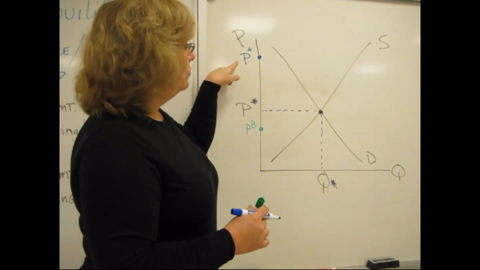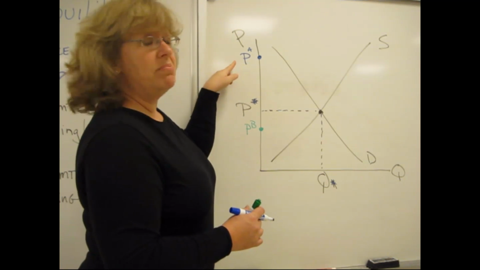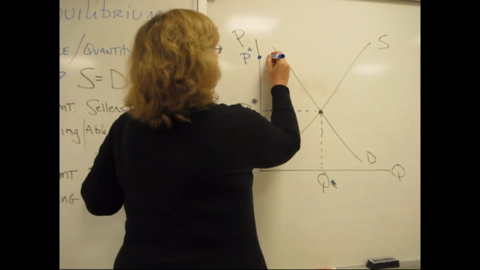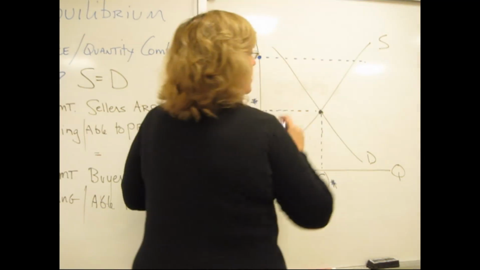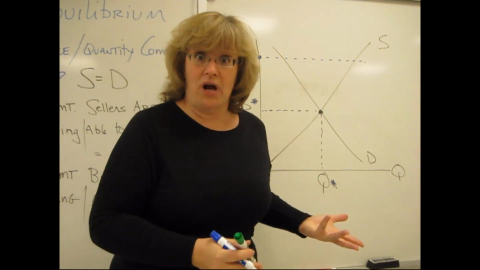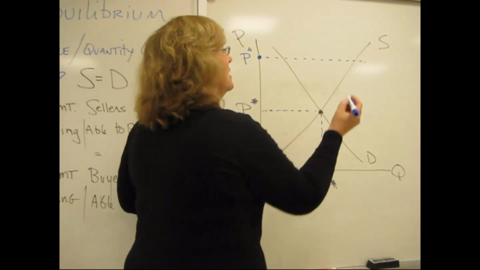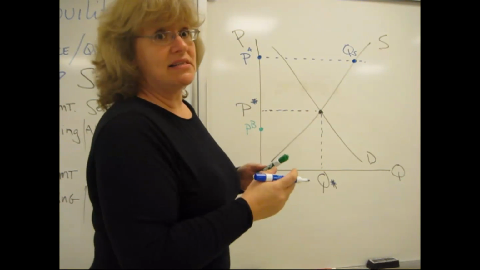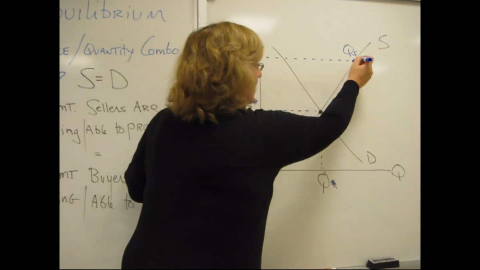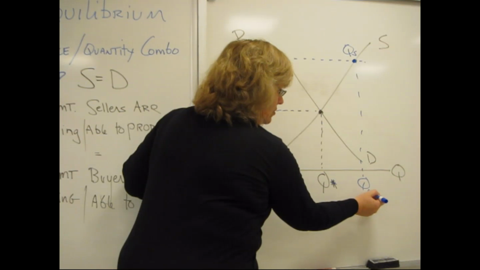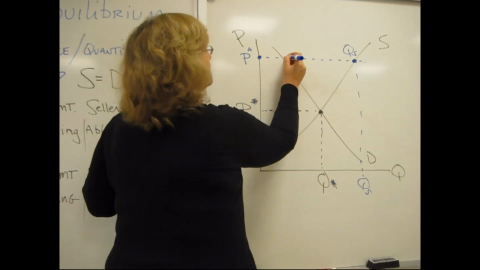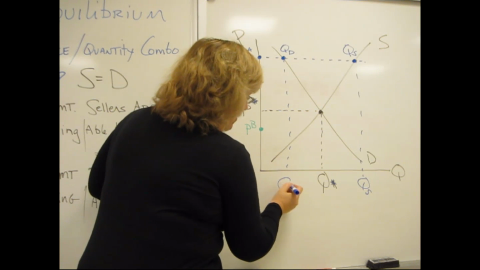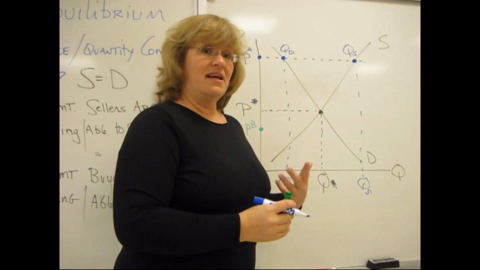For example, look at the blue price up here. I've labeled it PA, that's for price above equilibrium. And if I draw a dotted line across there, it's pretty easy to see that the lines don't cross. The demand and the supply curve are different. The supply curve tells us that at that high price, that's the quantity supplied. And that's quite a large quantity. The demand curve tells us that at that high price, this is the amount that's demanded. And that's not so much.